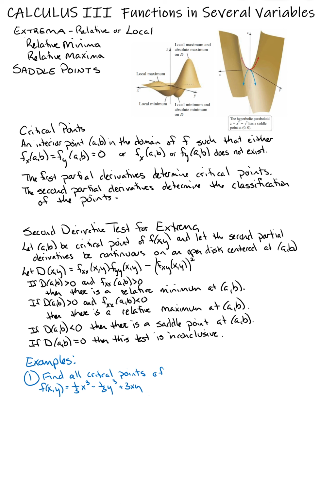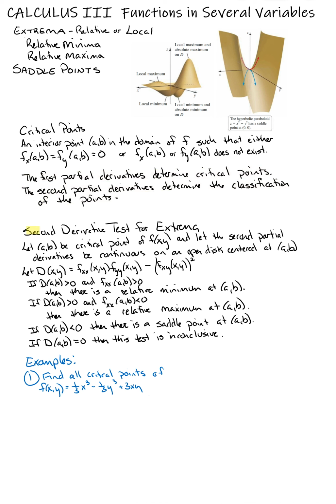All right, so in order to determine these, first off, we will need to find critical points. A critical point is a point in the domain such that either the first partial with respect to x or the first partial with respect to y, both evaluated at the point (a, b), is equal to 0, or the first partial with respect to x or the first partial with respect to y does not exist. That's going to be a critical point, and it turns out, as we can see here, the first derivatives give us where the critical points are, and the second partial derivatives are going to classify these points.